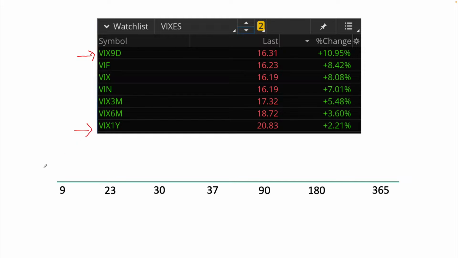So look, this is the VIX 9D right here. This is the VIX 1 year right here. Now, volatility in the next 9 days, or do we have volatility a year out? When the market's going to fall, you're going to see VIX 9 spike. That's what's going to happen.